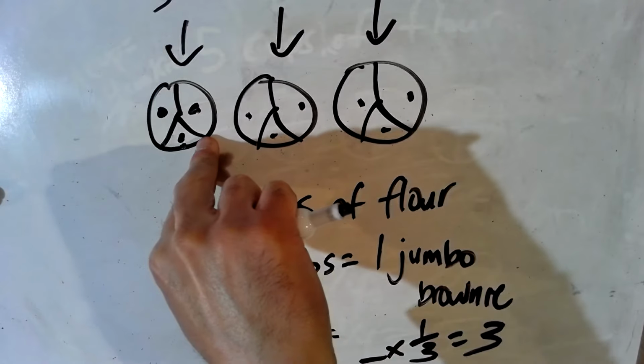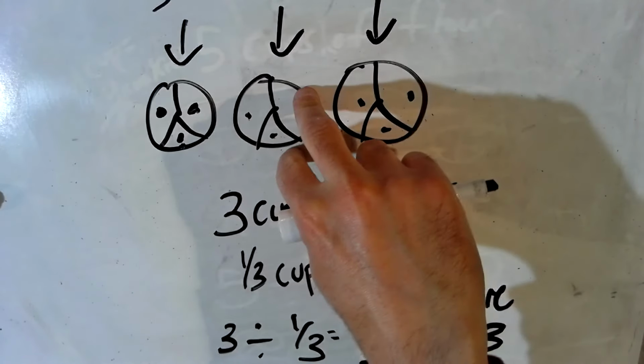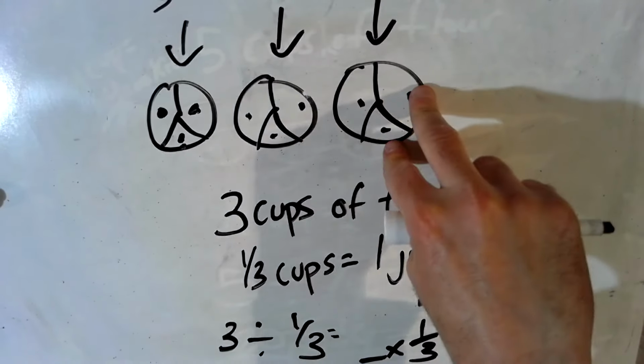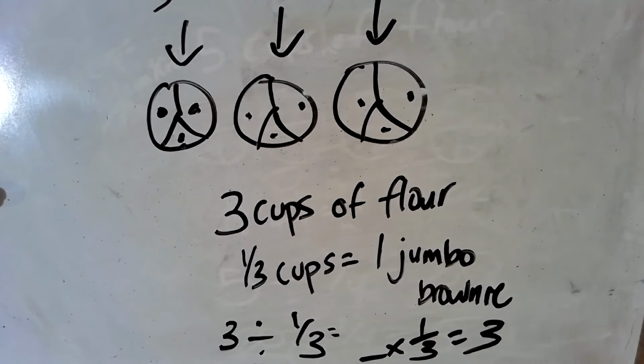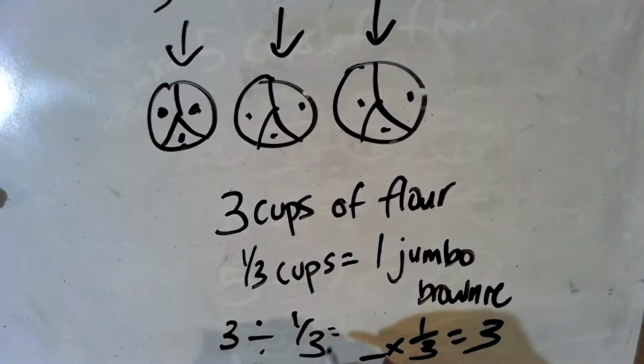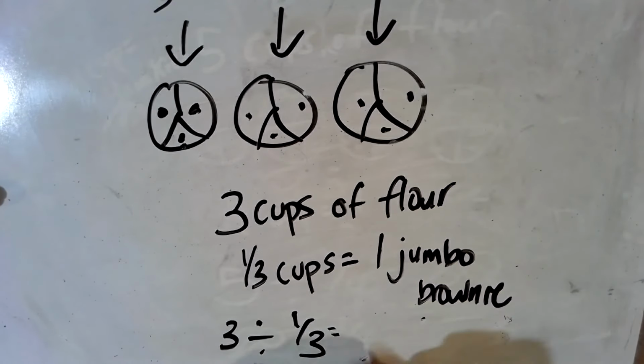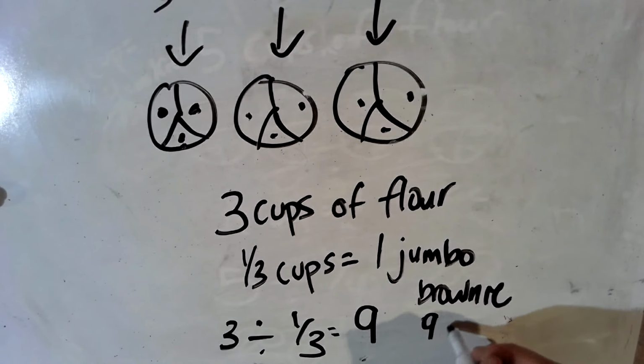Well, there's 3 1/3 in 1. There's 3 more 1/3 in another one. There's 3 more 1/3 in another one. So altogether, there are 9 1/3 in 3. So 3 divided by 1/3 is 9 because there are 9 1/3 in 3.